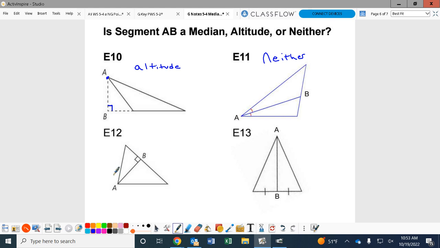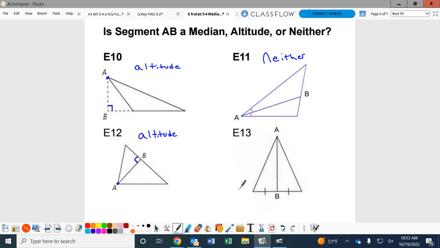Okay, for the next one, it starts at a vertex, goes to a right angle on the opposite side. What's that going to make it? Guys, what starts at a vertex and goes, turn the paper if you need to. That is an altitude. There you go. Okay, you're welcome. That is an altitude.